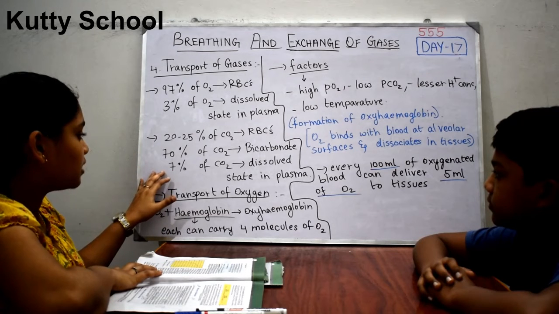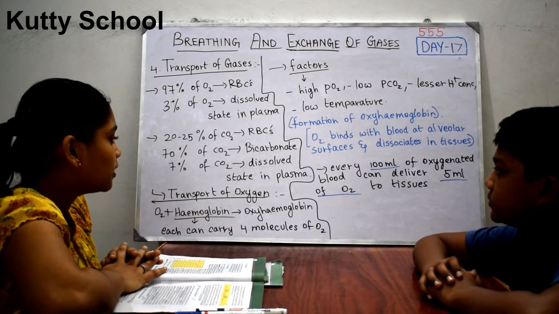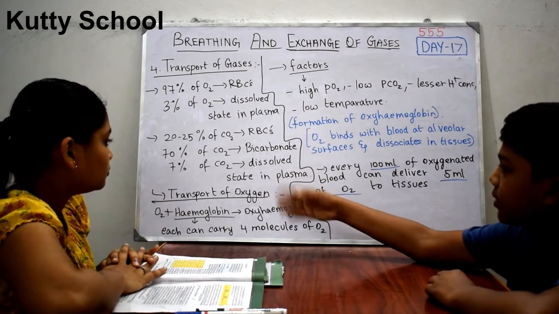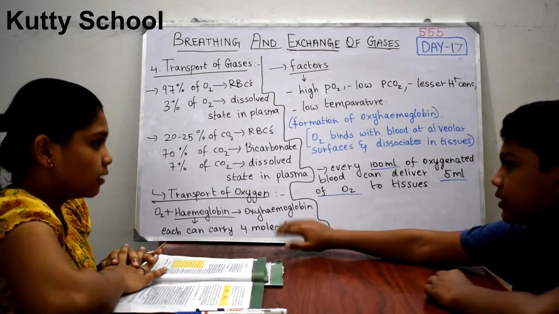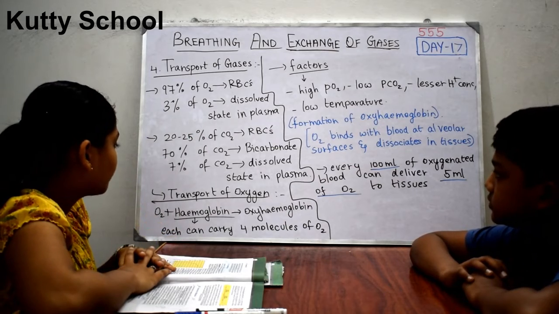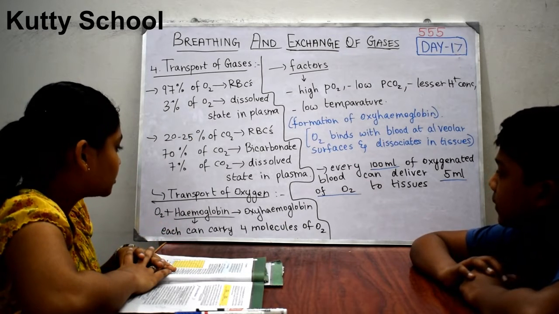And the remaining 7% of carbon dioxide is transported in a dissolved state in plasma. The carbon dioxide is simply dissolved and will be in plasma. Oxygen is also transported in a dissolved state. Now first we are going to see the transport of oxygen.